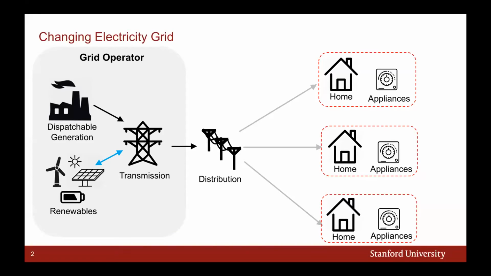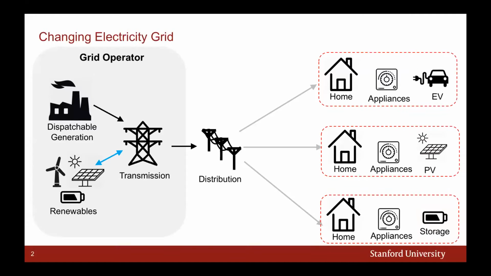Of course, generation isn't the only thing that's changing. When we focus on residential loads, the load itself is changing. We see the introduction of electric vehicles and solar generation and battery storage behind the meter in homes. Furthermore, appliances themselves are changing. Internet of Things and smart appliances allow us to network with them and potentially control their power consumption as well. So this changing landscape in residential loads presents an excellent opportunity to use them as a distributed energy resource.